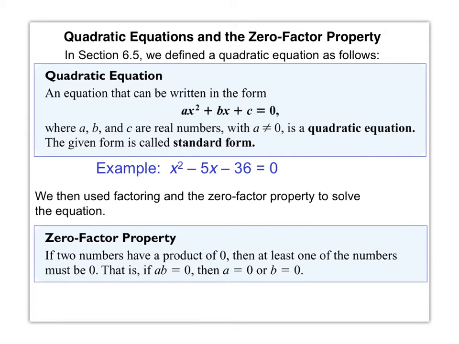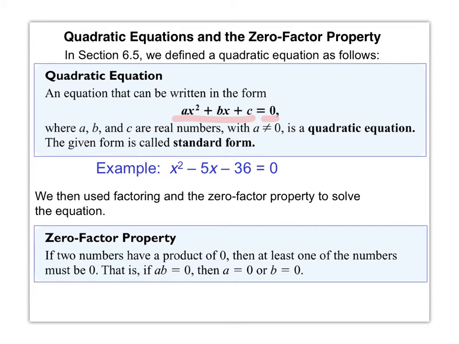In section 6.5, we defined a quadratic equation as follows. A quadratic equation is an equation that can be written in the form of ax squared plus bx plus c, that's in standard form, equal to 0, where a, b, and c are real numbers and a does not equal 0. The given form is called standard form. Here's an example of a quadratic equation.